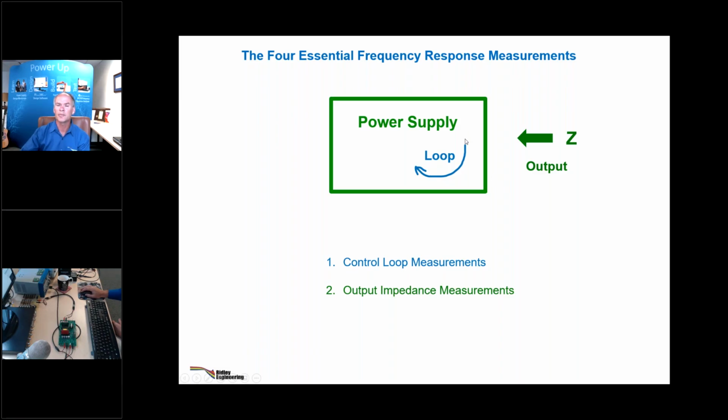How do we get there? By putting a good loop on it. So this is the design tool. This can be the objective. So that's the output impedance.